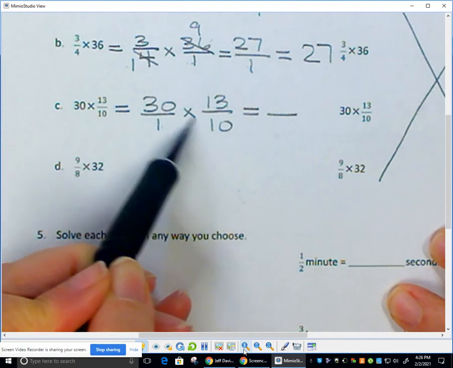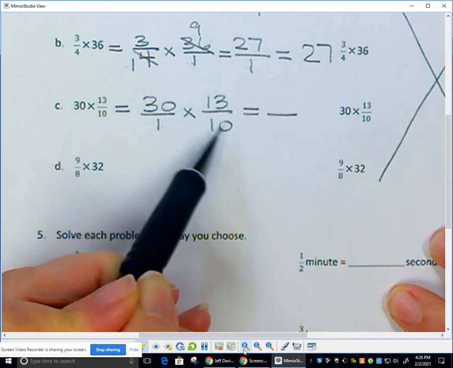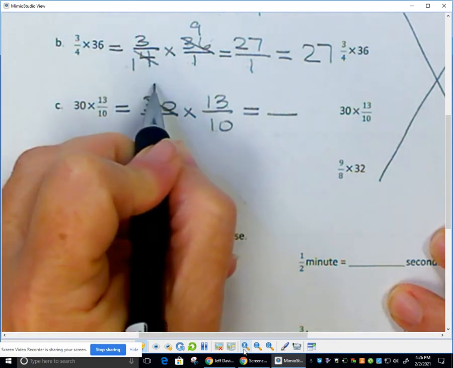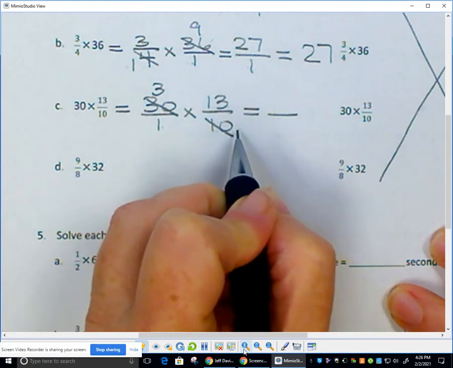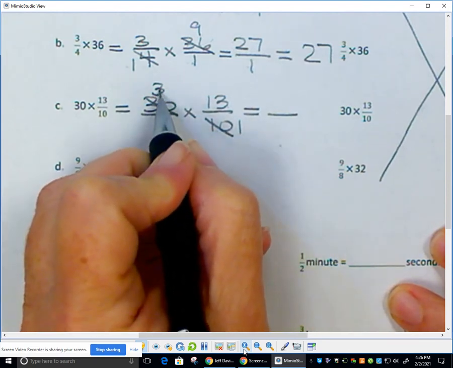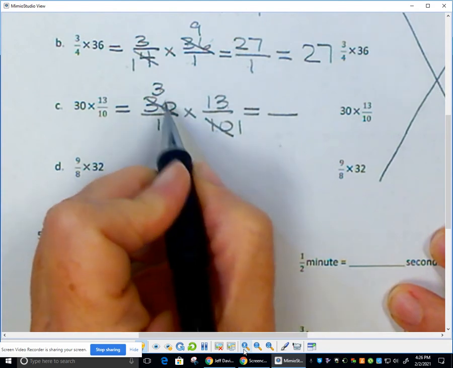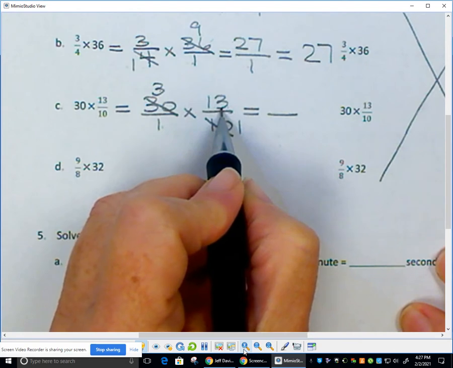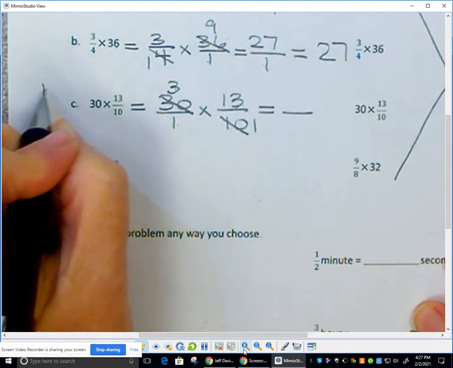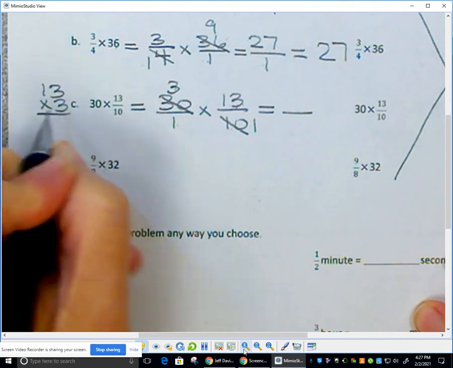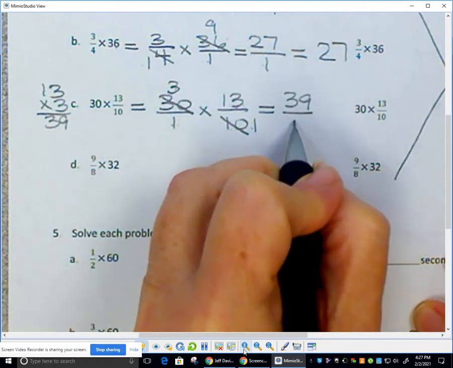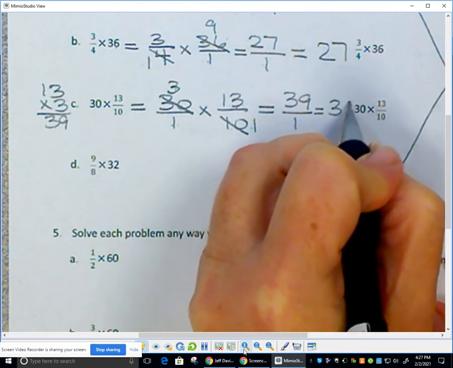Let's look at 10 and 30. 10 will go into 30. Remember, you take the lowest number. 10 will go into 30 3 times, and 10 goes into itself 1 time. 3 times 13, well, that's kind of a big number, isn't it? But it's better than 30 times 13. 3 times 13, if you don't know that, you would come over to the side and say 13 times 3. 3 times 3 is 9. 1 times 3 is 3, so that's 39. 1 times 1 is 1, so my answer is 39.